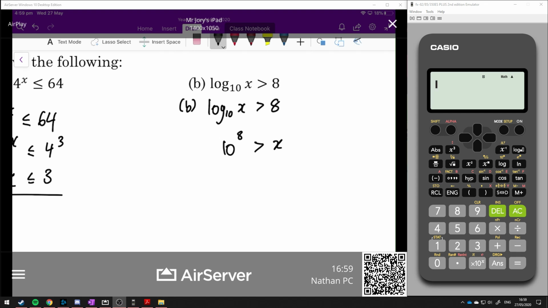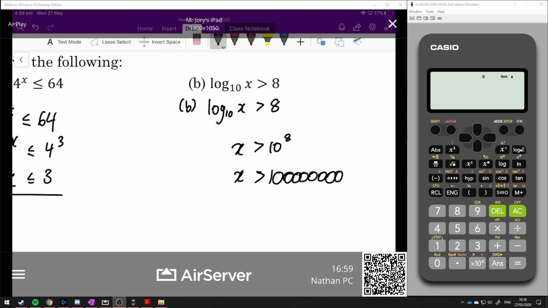Okay, well, actually, sorry, in this case, it's going to be the other way around. It's going to be x is greater than 10 to the power of 8, because it's essentially asking you, okay, here's your base 10. My power is 8. I want all the values, though, when the power is greater than 8. So x is greater than 10 to the power of 8. What's that? 1 with 1, 2, 3, 4, 5, 6, 7, 8 zeros. That's 100 million. So x has to be greater than or equal to 100 million.